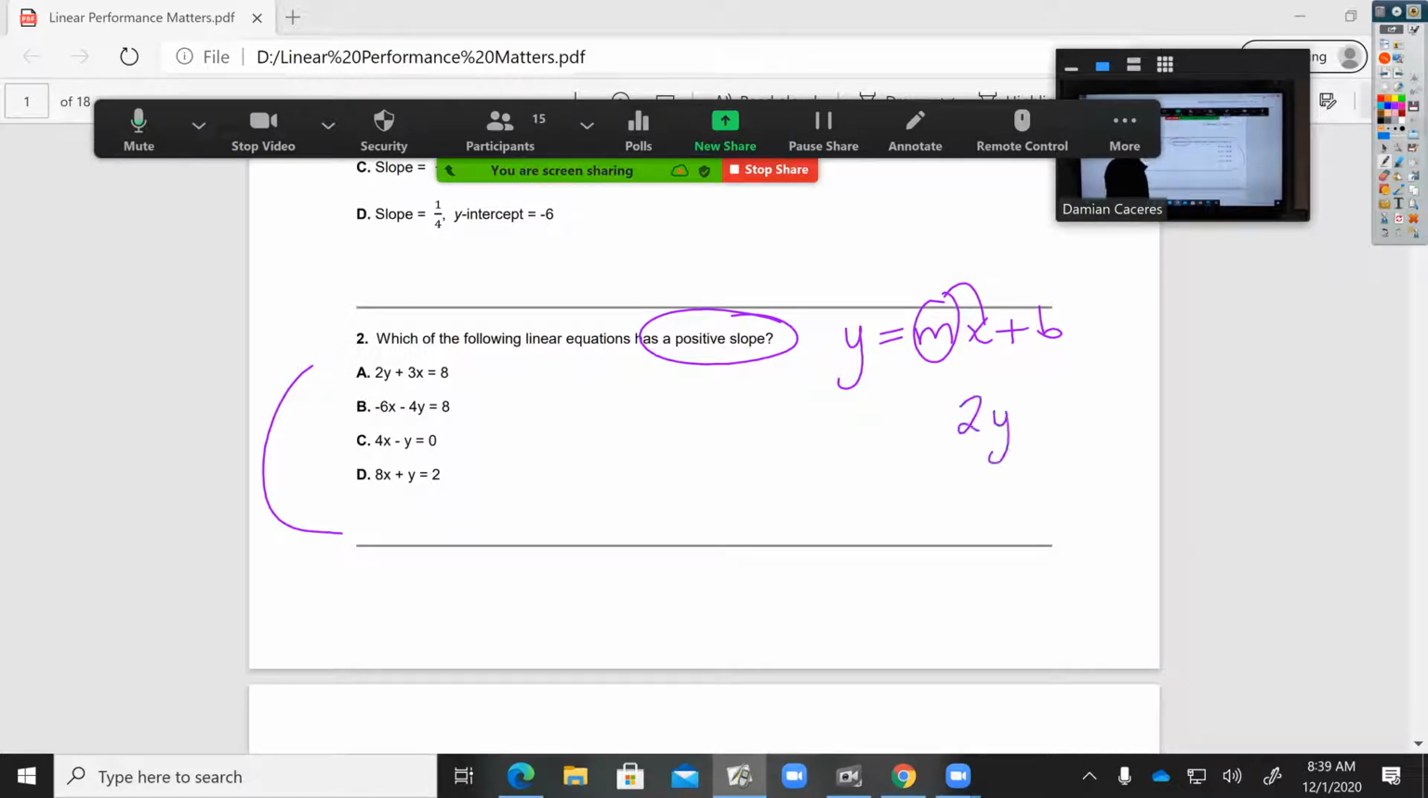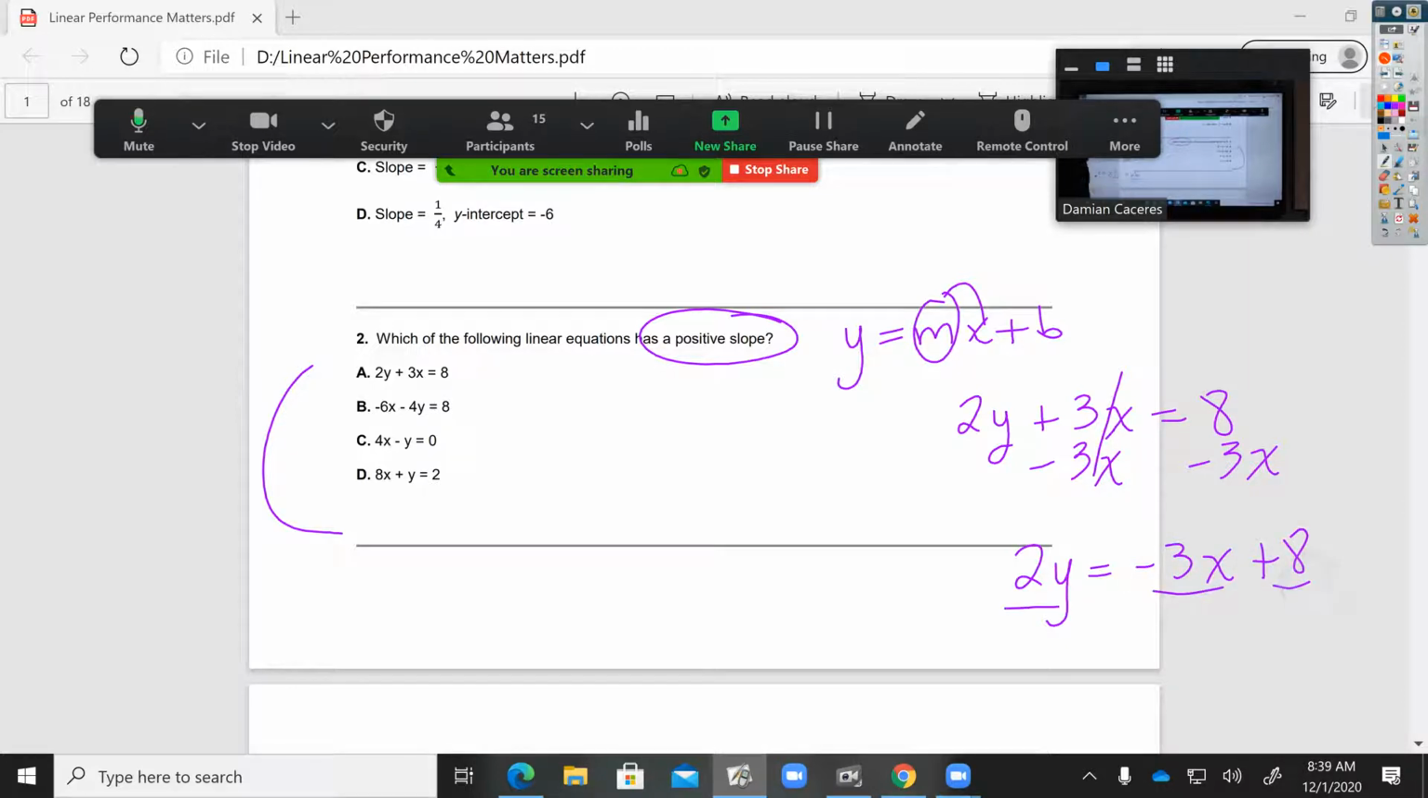So for example, on the first one, 2y plus 3x equals 8. 2 steps. Take away the x term, so minus 3x on both sides. That leaves you with 2y equals -3x plus 8. And now you can divide everything by the coefficient next to the y. So you divide everything by 2. This is -3 over 2.